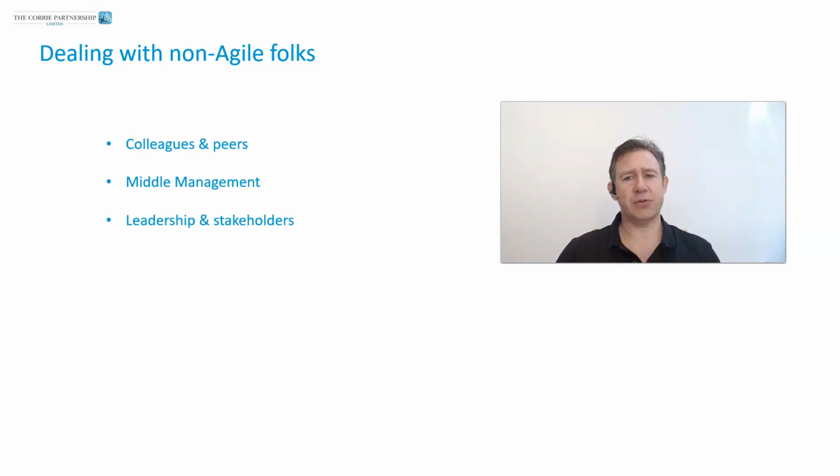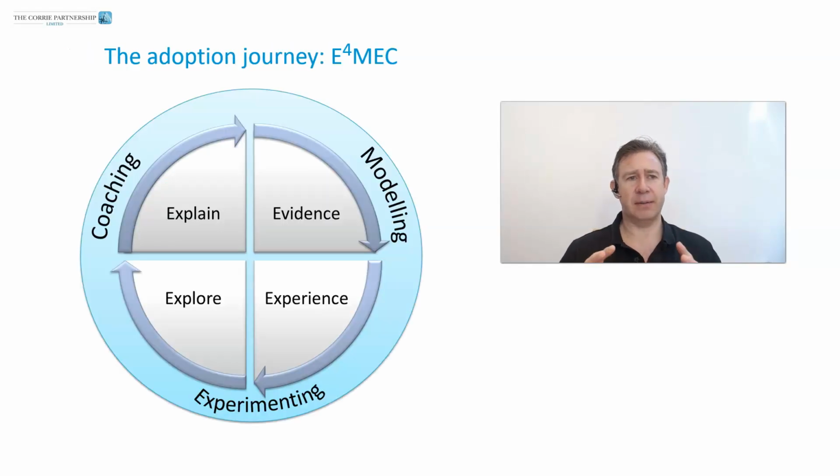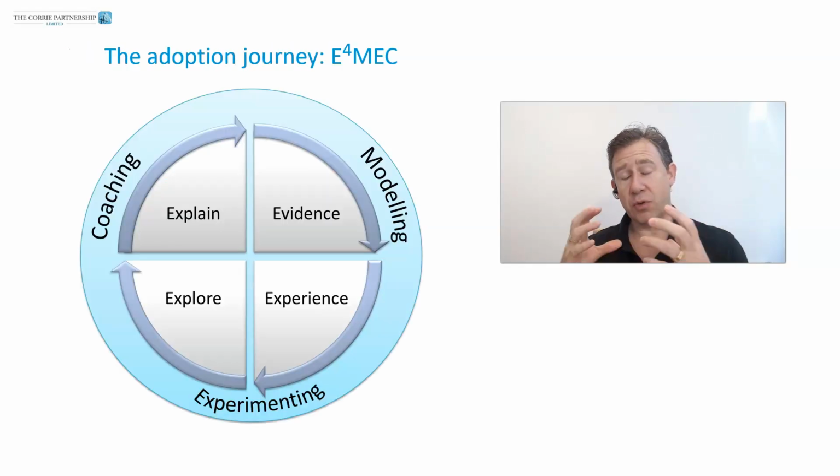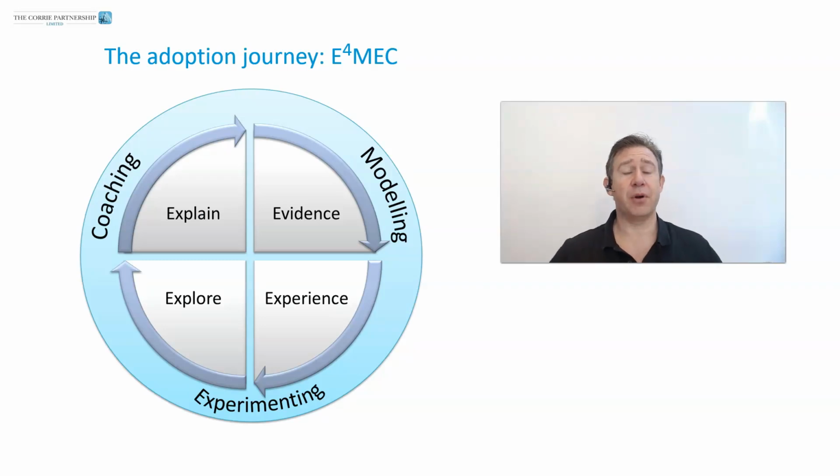Before we look at each one of those individually, let's take a look at the way I approach the adoption journey, the way I approach everybody in this process. The first thing I do, the first E, is to explain. Very often, just explaining Agile, if you can explain it well, is enough for people to get started with it. I know many stories of people whose first introduction to Agile was a very brief introduction in the morning, and by the afternoon, they were up and cracking with it.